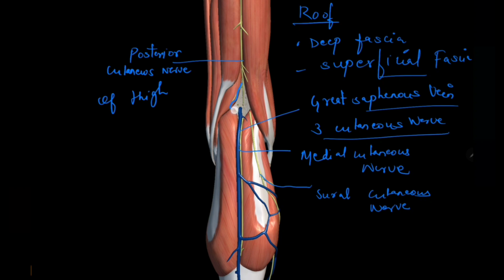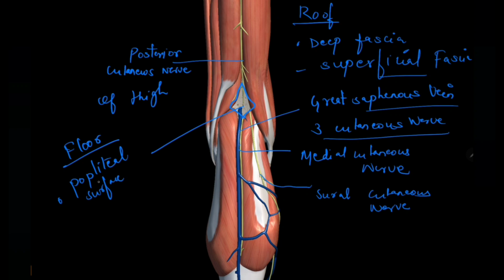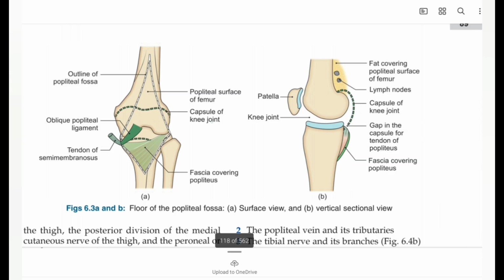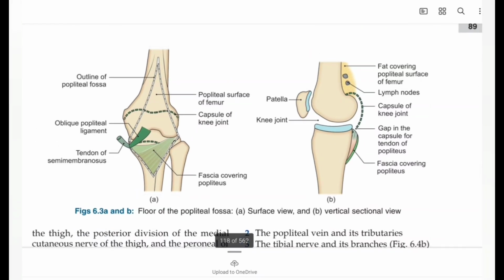Now we are going to discuss the floor. There is not much in the floor of the popliteal fossa. Only what we can see is the popliteal surface. Then we have the capsule of the knee joint. So these two are forming the floor along with the popliteus muscle. Here you can see the floor is also shown by the diagrammatic popliteal surface of femur, capsule and the popliteus muscle. That's all the floor is about.